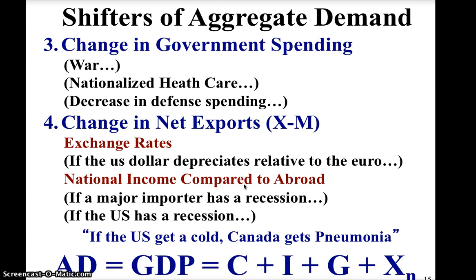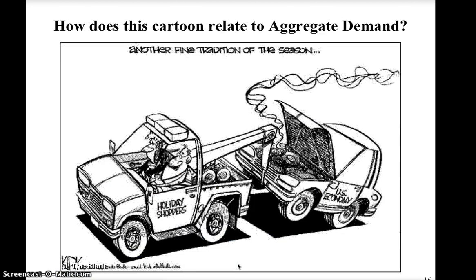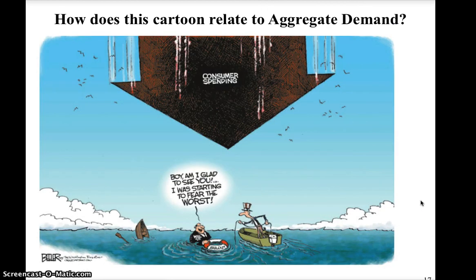So again, just don't forget the absolute basics of aggregate demand. If any of these are shifting, C plus I plus G plus net exports, then you're going to see a shift in some way. And I think if you can put that away, you'll have a decent command of this. Take a look at these two cartoons and you can see how it relates to aggregate demand. So it shows the holiday shoppers are pulling the U.S. economy, and it says another fine tradition of the season. We know that aggregate demand is boosted in the holiday season because consumers are spending lots of cash.